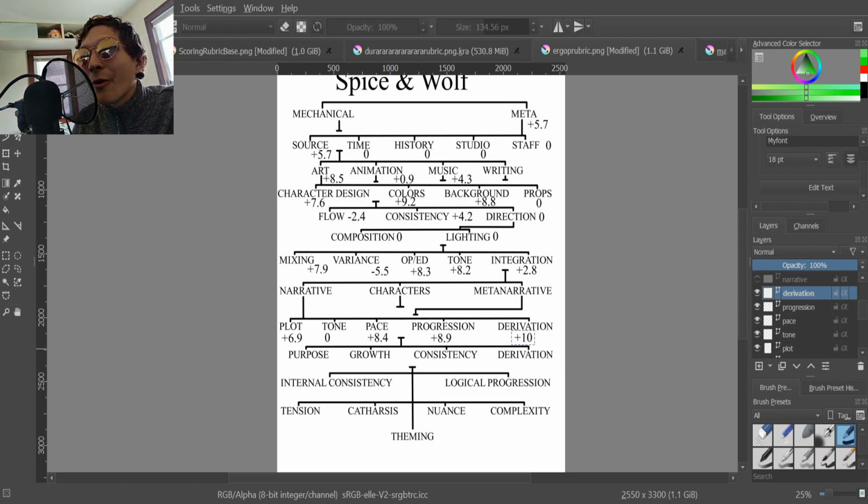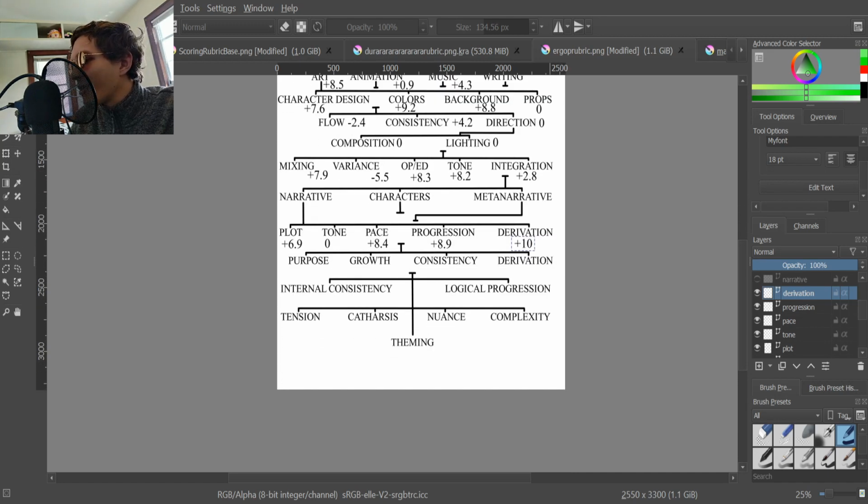the characters have a derivative score of their own. The plot itself is wild. There's nothing similar to Spice and Wolf in terms of its actual narrative. So let's get our final score of a 6.9, nice, plus an 8.4.